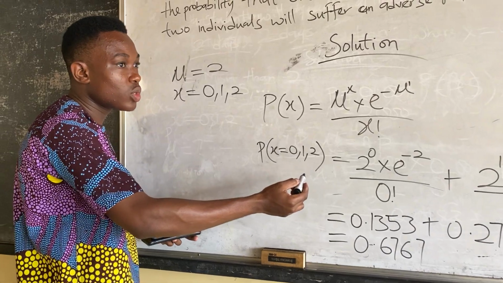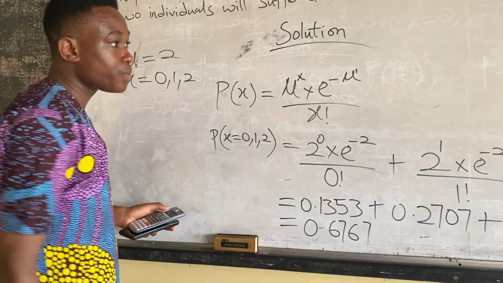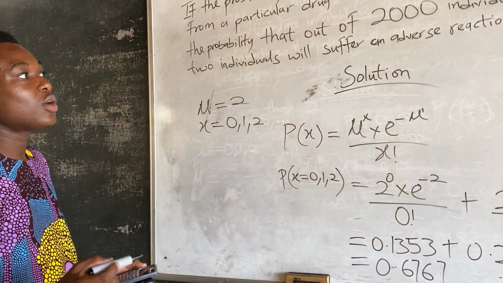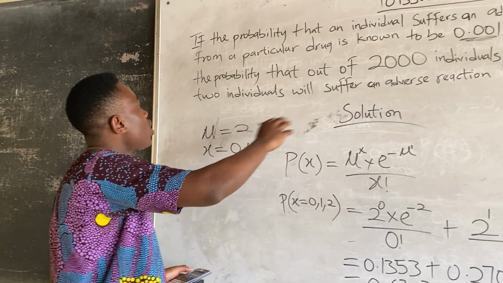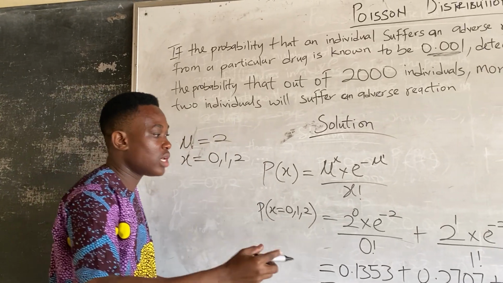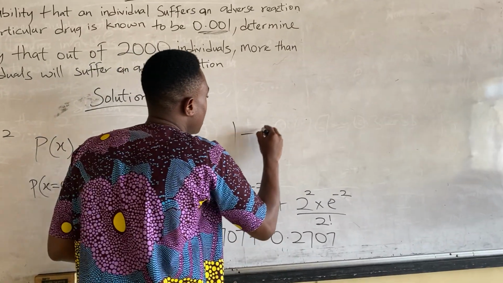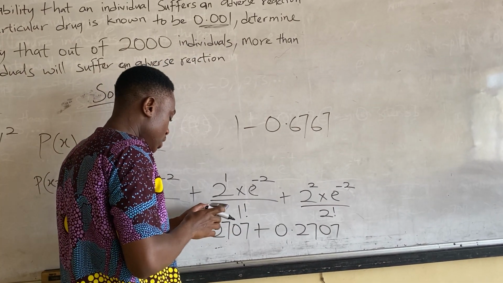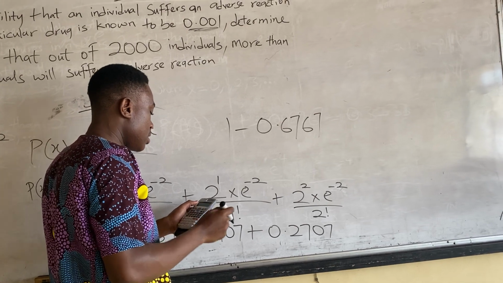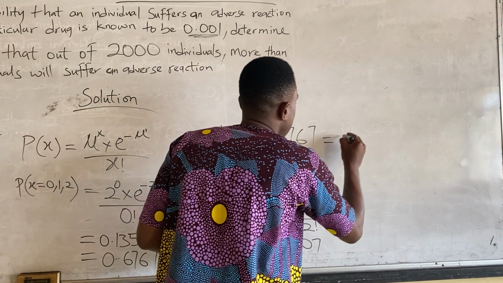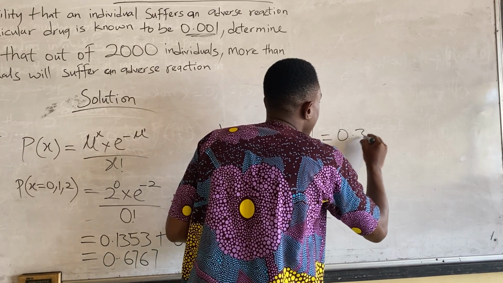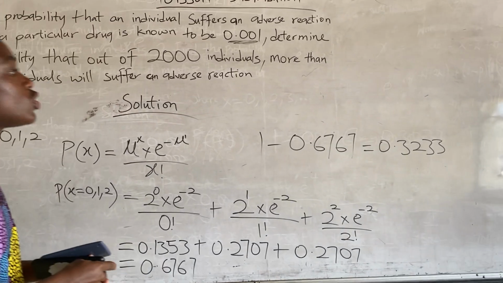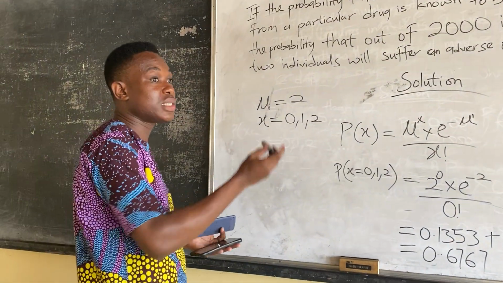That's the opposite. We'll now subtract this value from 1 to give us the probability that out of 2,000 individuals, more than 2 individuals will suffer an adverse reaction. So we have 1 minus 0.6767, which gives us 0.3233. So this is our final answer for this particular question.